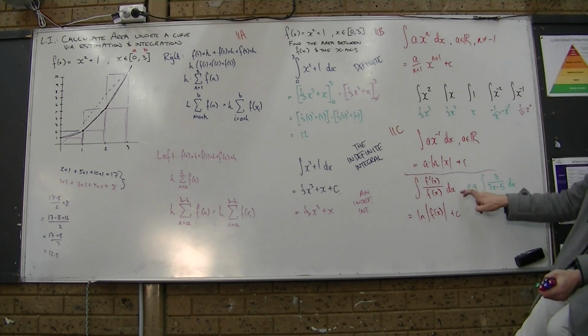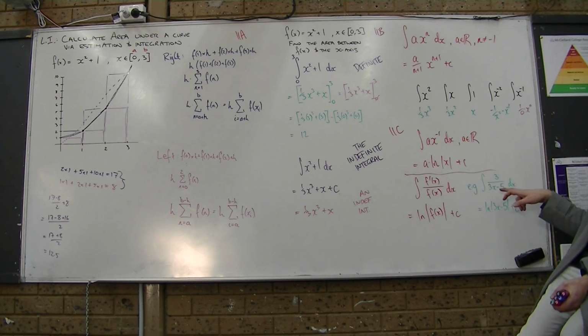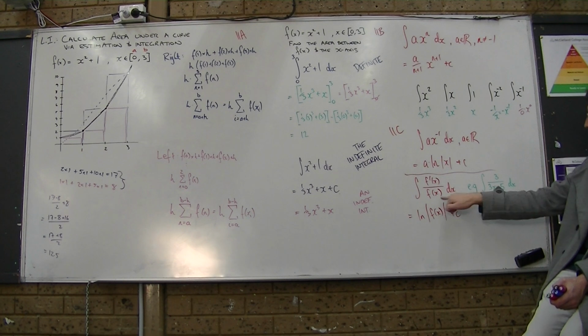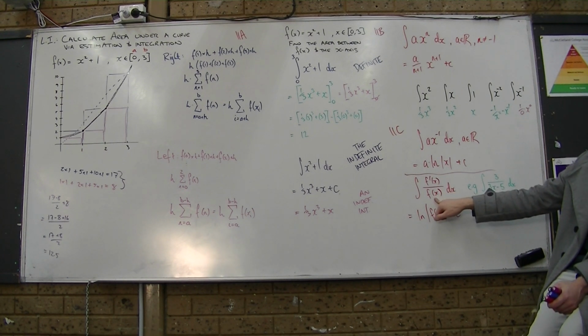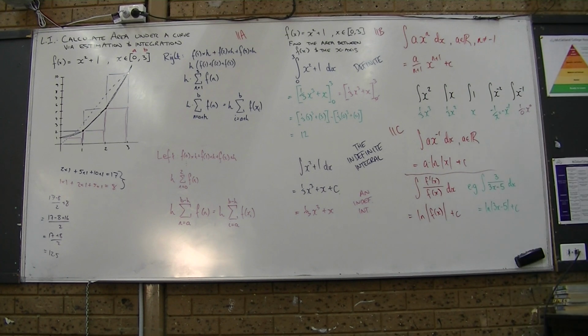Cool. So that's the general rule, so if you're doing Specialist, that should look nice and familiar. For Methods, I'm pretty sure it only holds for when this is a linear function down the bottom. I think that's the only time you get it. I don't think they give you quadratics or anything else down there because that very quickly wanders off into Specialist.